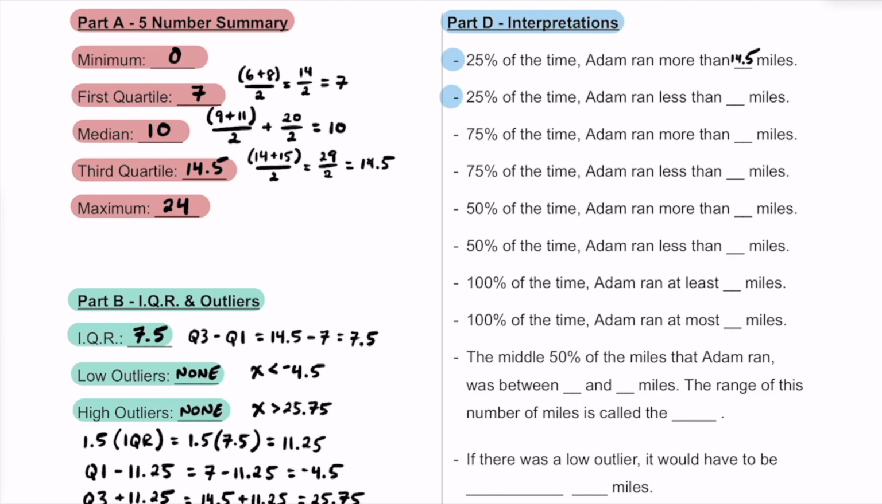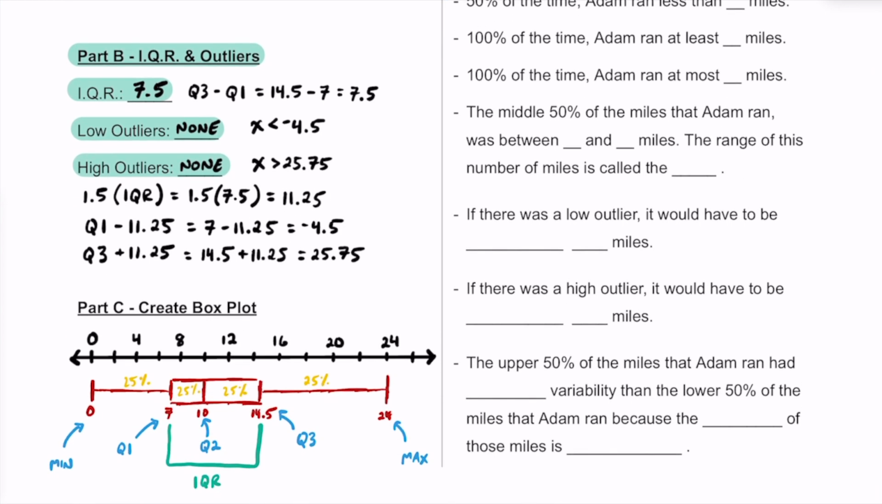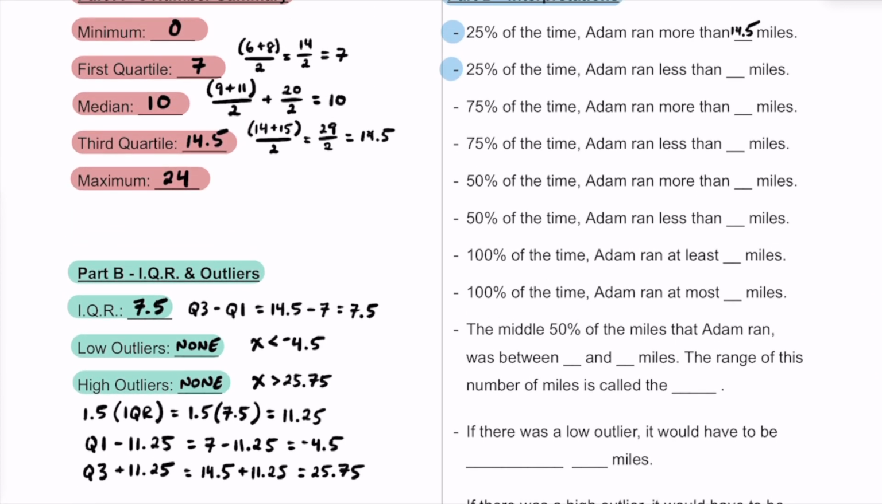For this next one, 25% of the time, Adam ran less than how many miles? Well, if we take a look here, 25% of the time, Adam must have been below what mileage? Well, it looks like that's going to be below 7. That's going to be 25%, or the lowest 25% here. So it's going to be below 7 miles here. So let's go ahead and put that in. That's going to be below 7, or less than 7.